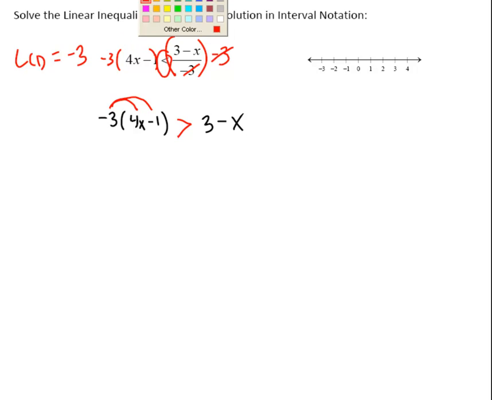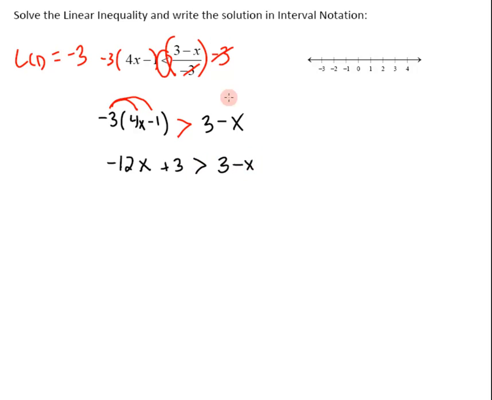So now I have -12x plus 3, and my symbol has been changed because I multiplied both sides by a negative number, greater than 3 minus x. Now what I need to do is just get the x's to one side, the numbers to the other side, and then write the answer in interval notation. I'm going to subtract a 3 from both sides, and I'm going to add an x to both sides.